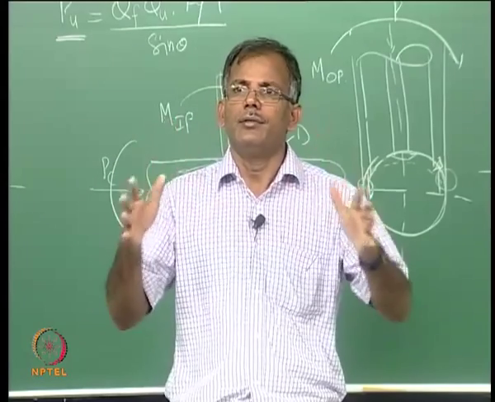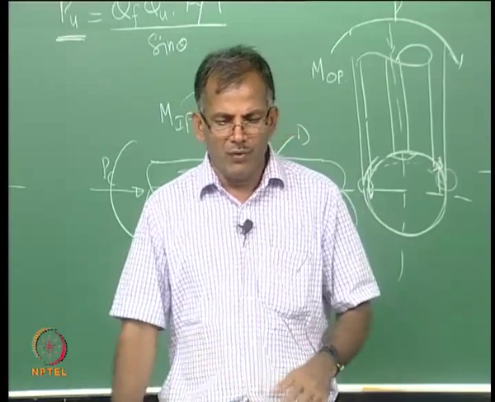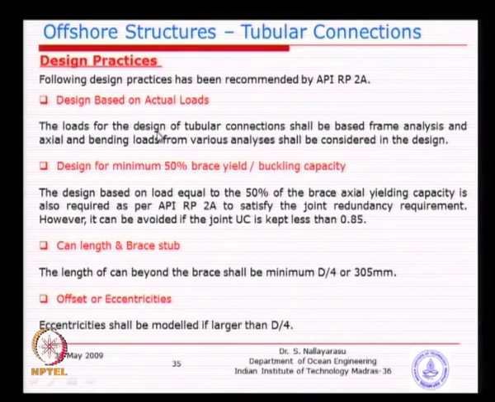So, mostly you do a 3-dimensional frame analysis, which most of you might study in the next few courses. Whatever the loads that you get from the brace members, you design for it, which is what is normally required. In fact, in onshore buildings and bridges, you normally design for that. But what API minimum asks for, you design for that. In addition, you look at the capacity of the brace.